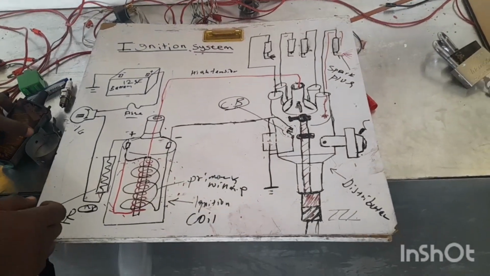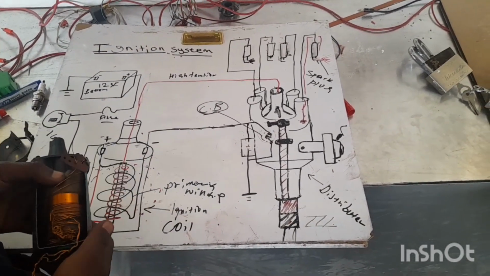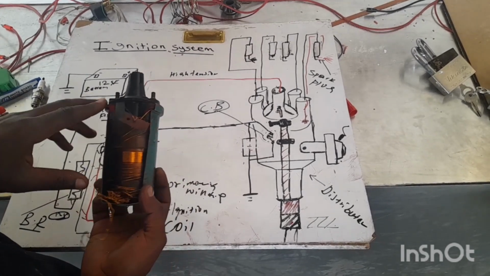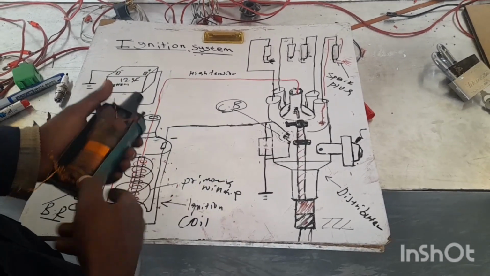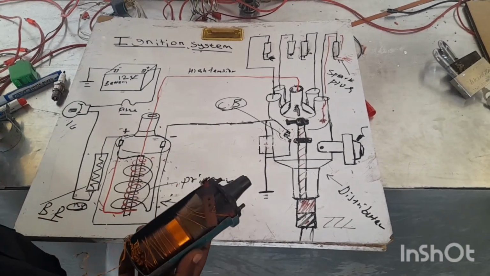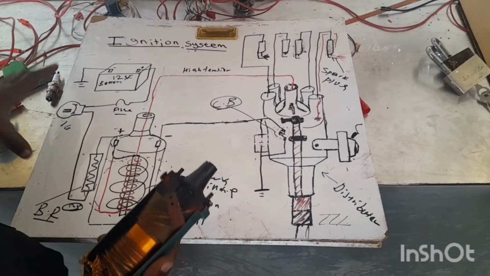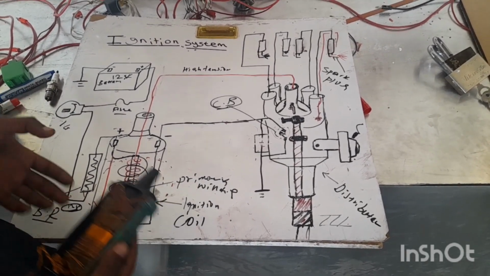Hi there, dear viewers. Today I'll show you how the conventional ignition system works. As you can see here, it's a sectioned ignition coil, and I'll describe the components of this ignition coil, and also how the conventional ignition system works and its components.